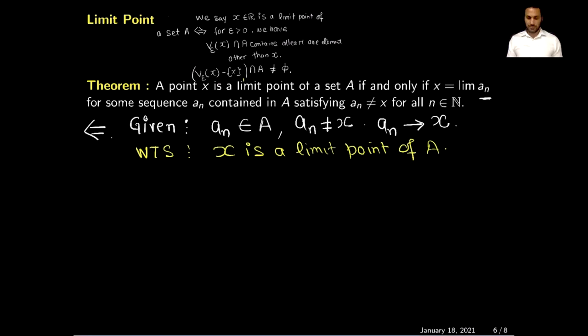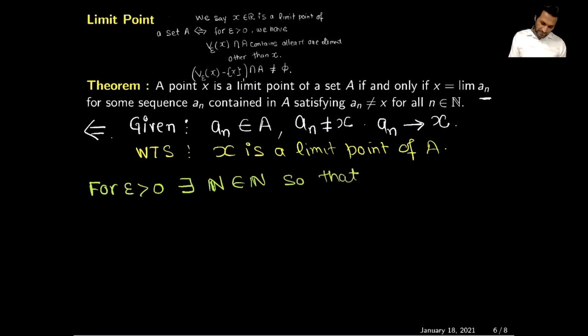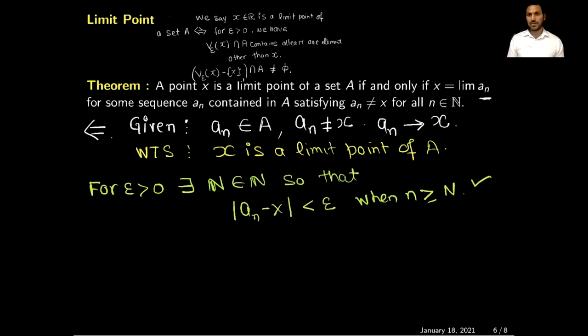So I will use the definition of convergence. Convergence means for all epsilon positive, we can find a natural number capital N so that the difference between a_n and x is less than epsilon when little n is bigger than or equal to that capital N. Since this statement is true for all n bigger than or equal to N, in particular this statement is also true when n is equal to that capital N.